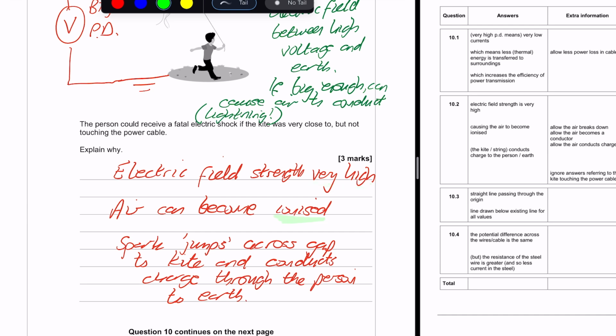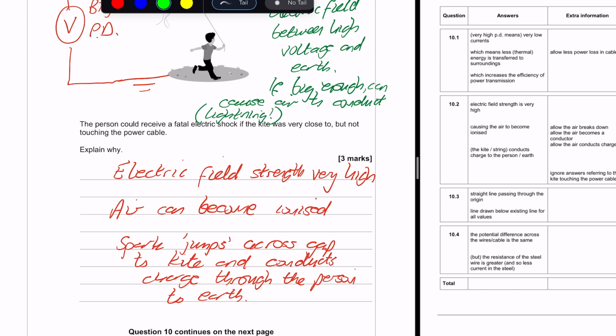So you can break down the insulation of the air and you're basically ripping the electrons off, and then they're free to flow. Then they will flow to earth. But just saying it becomes ionized is great. Okay, so you're charging the air basically. And then I've written the spark jumps across the gap to the kite and conducts charge through the person to earth. And if you look at the right hand side that's on 10.2, that's basically what it says there.